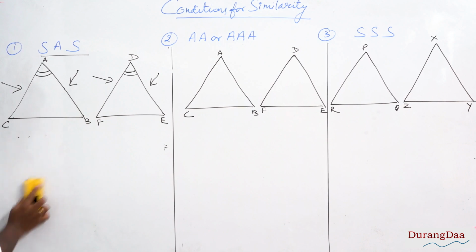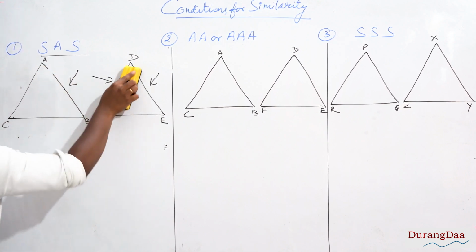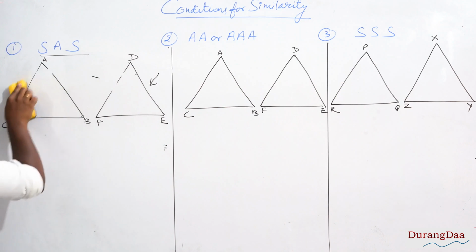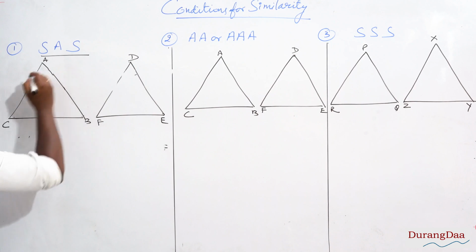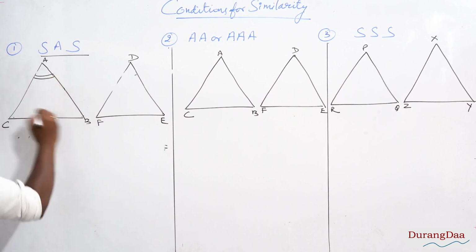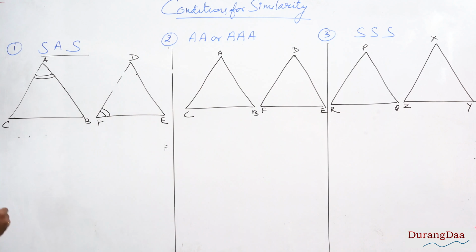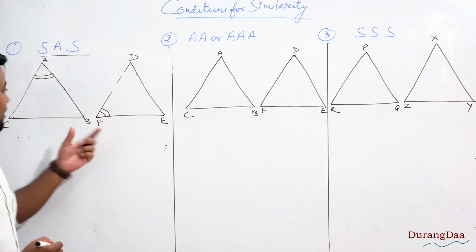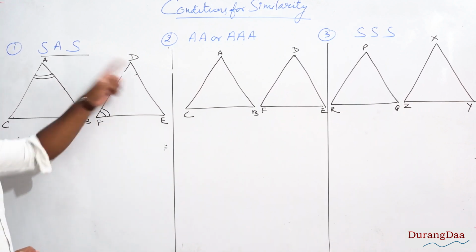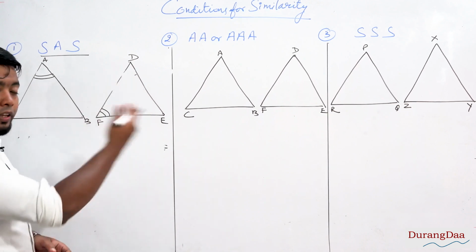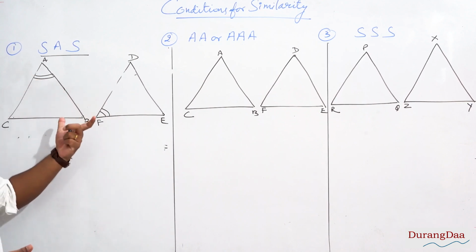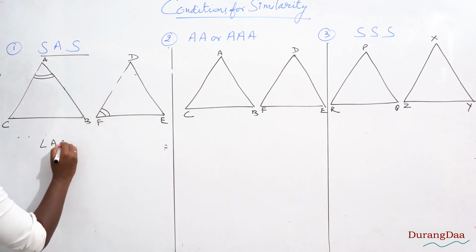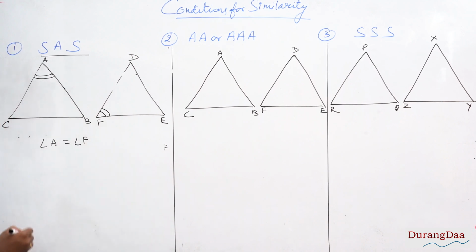This time I will change the angle, okay. So here suppose I write angle A is equal to angle F, alright. So first condition is fulfilled, at least one angle is equal to any angle of the second figure. We got one pair of equal angles, angle A equals angle F, alright. Now check which two sides are forming this angle A.